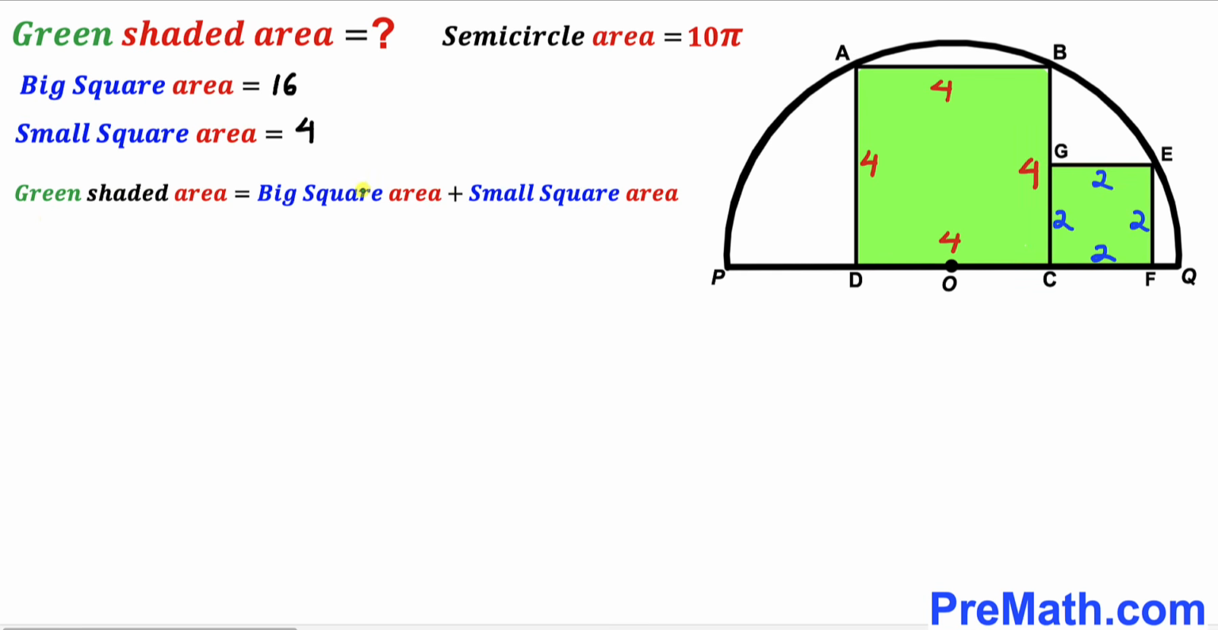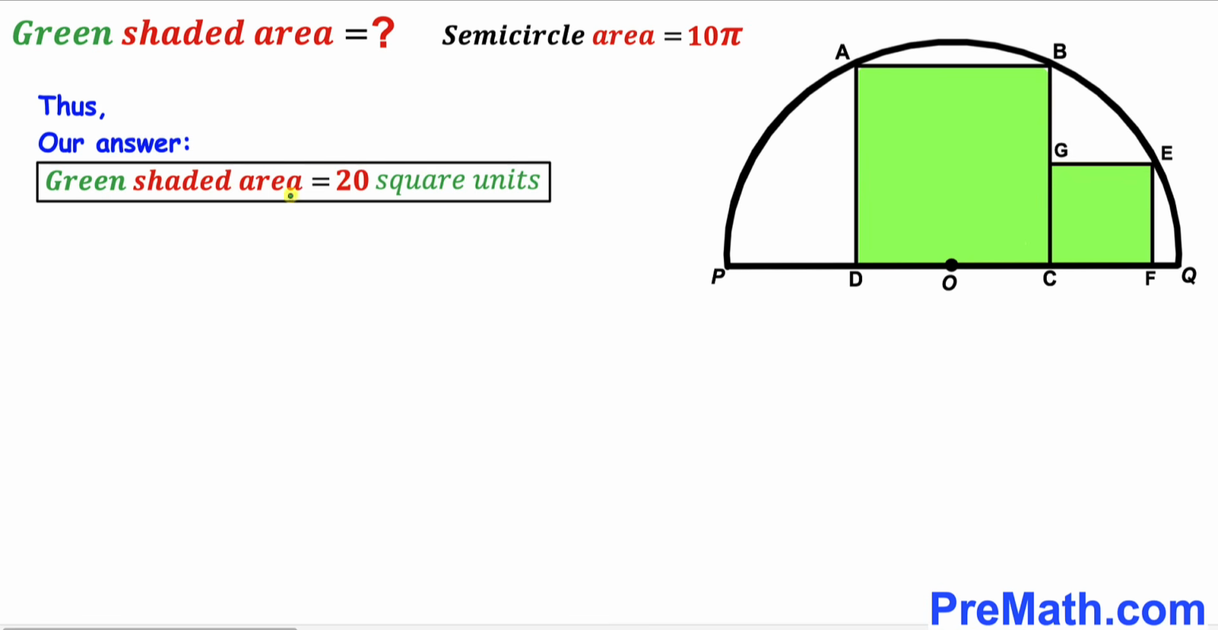And here's our final step. Now we are going to calculate the area of this green shaded region. We already figured out our big square area as 16 and the small square area as 4. Let's go ahead and fill in the blanks in this equation. So we got 16 plus 4 is going to give us 20 square units, the area of this green shaded region. So thus the area of this green shaded region turns out to be 20 square units. And that's our final answer.